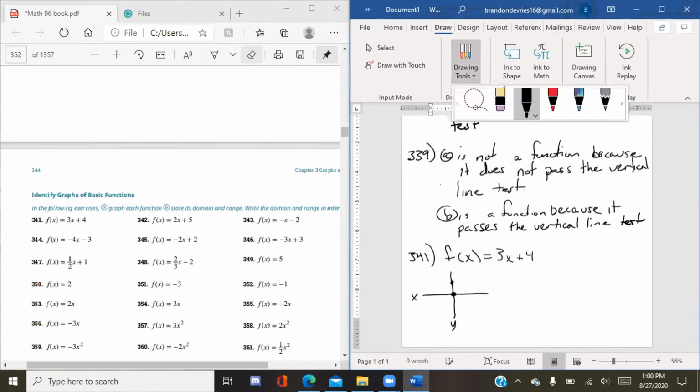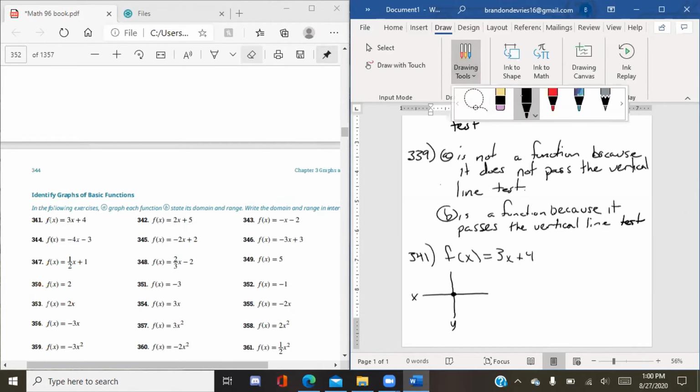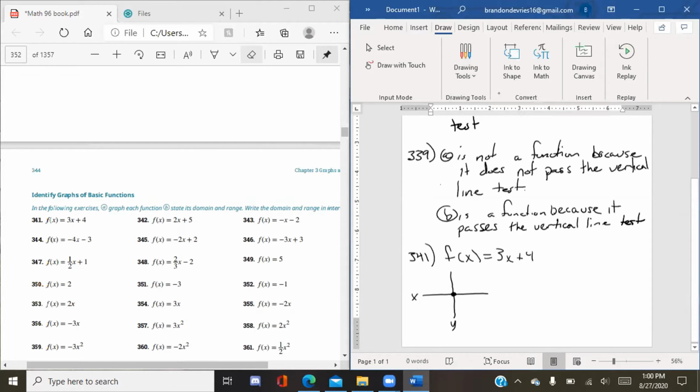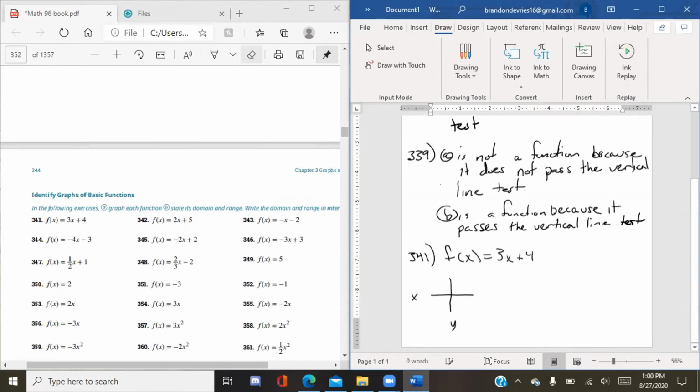So let me erase that other dot. So you plug in 0 for the x. Oh, so it'd be 3 times 0, so it'd be 4. So that first dot was correct. So we'll put a dot here and then plug in 1.